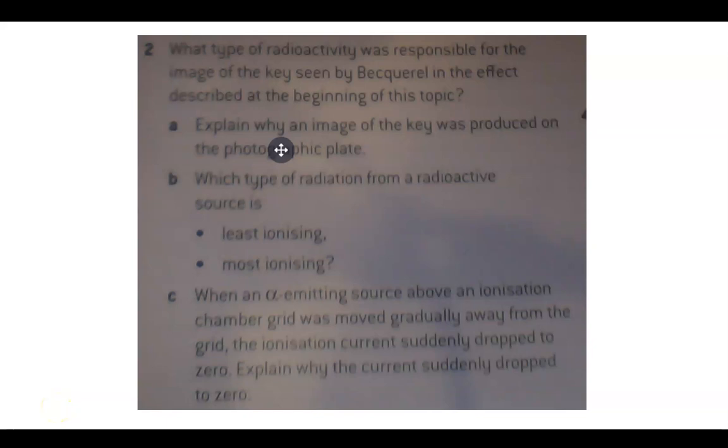Okay, so part C. When an alpha-emitting source above an ionization chamber grid was moved gradually away from the grid, the ionization current suddenly dropped to zero. Explain why the current suddenly dropped to zero.